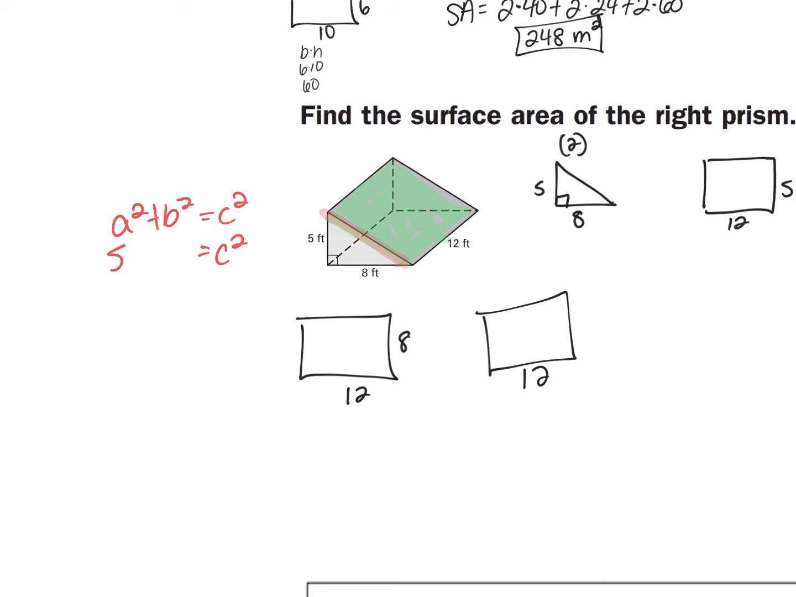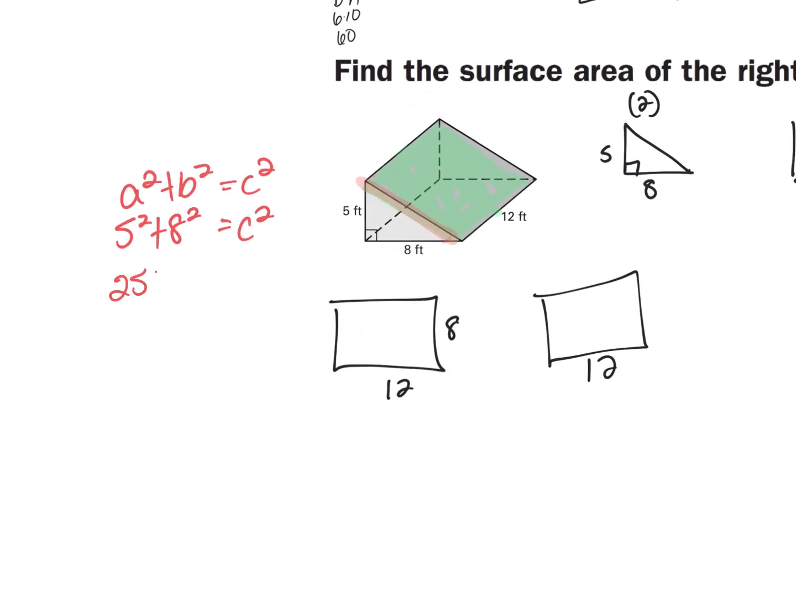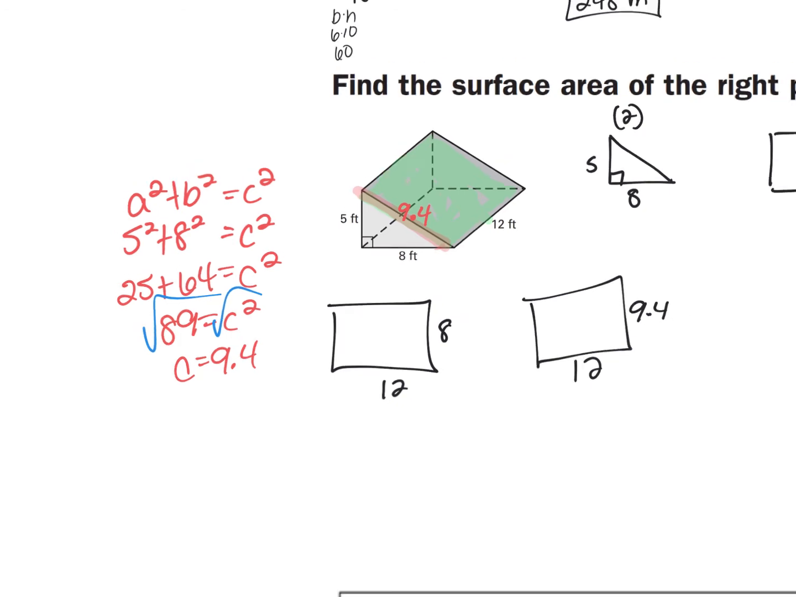Okay, and then so I'll put 5 as my A, 8 as my B, it doesn't matter which one. And you get 25 plus 64 equals c squared, which is 89 equals c squared. Square root, so that c is, I think it is 9.4. Yeah, I just checked on my calculator. So that means that this piece right here is 9.4. So cool, we found that missing part of that rectangle. It's a 9.4 by 12. All right, I think we have all the pieces.